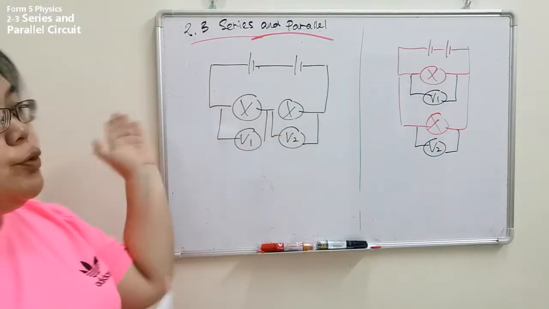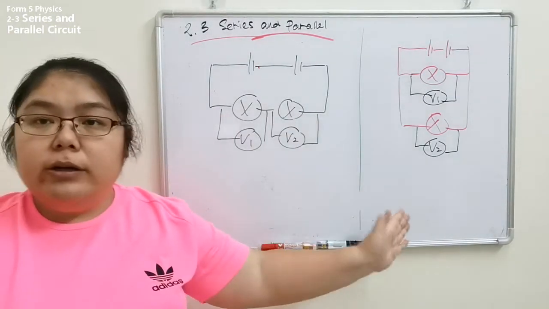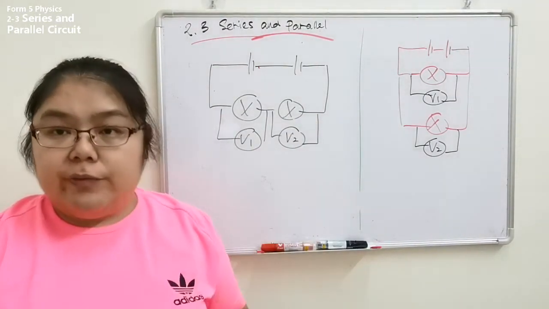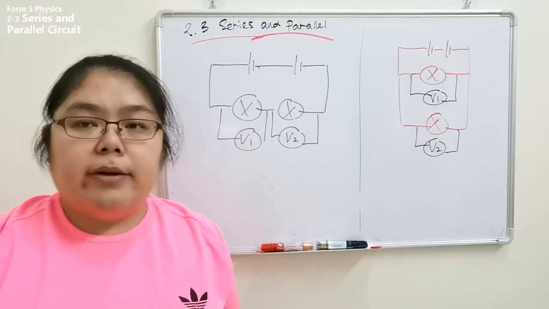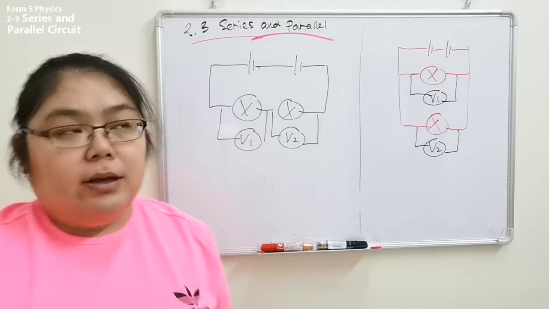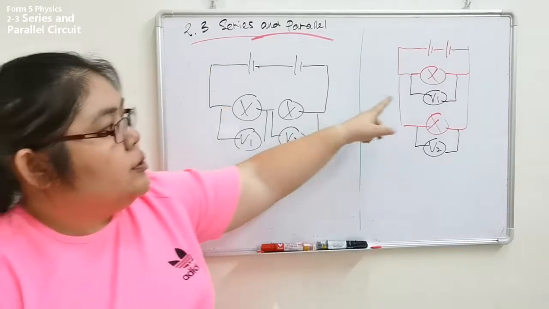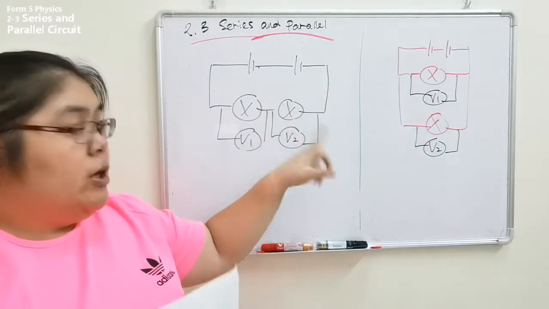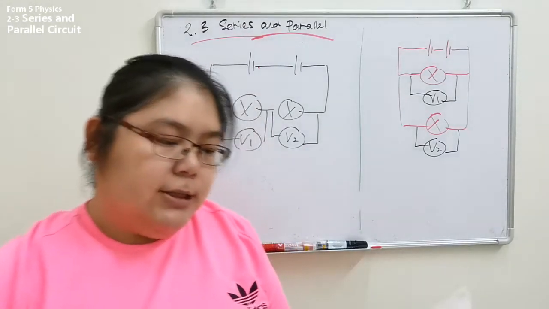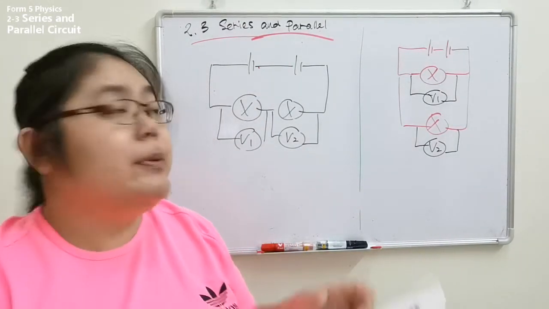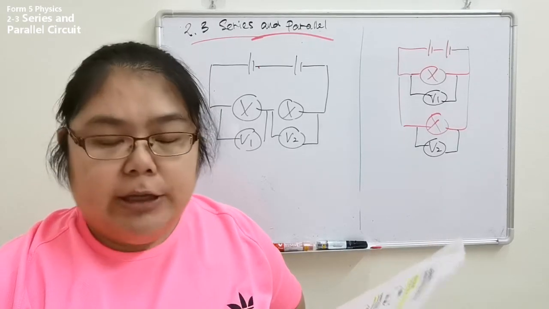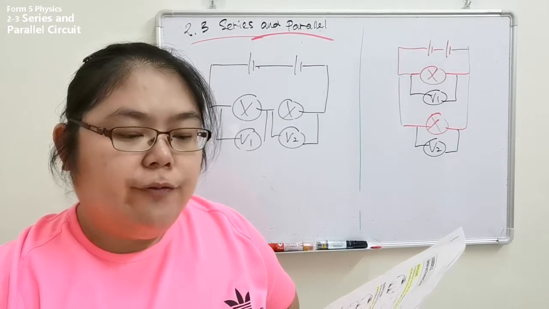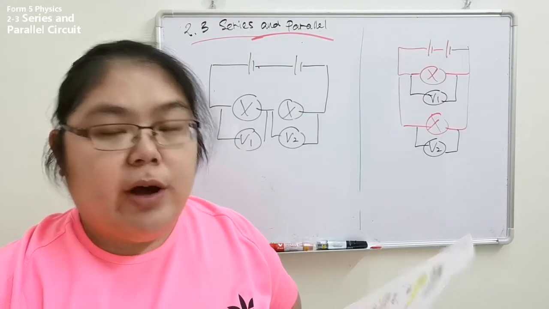Now I show you two diagrams. One is series, one is parallel. Both are connected with a voltmeter. Remember, voltmeter, whether the circuit is series or parallel, must be joined in parallel. You see every bulb is also joined in parallel with the voltmeter. Then we see the first one, bulbs connected in series. The potential difference across each bulb is different. The reading for the voltmeter V is the sum of the readings of V1 and V2.